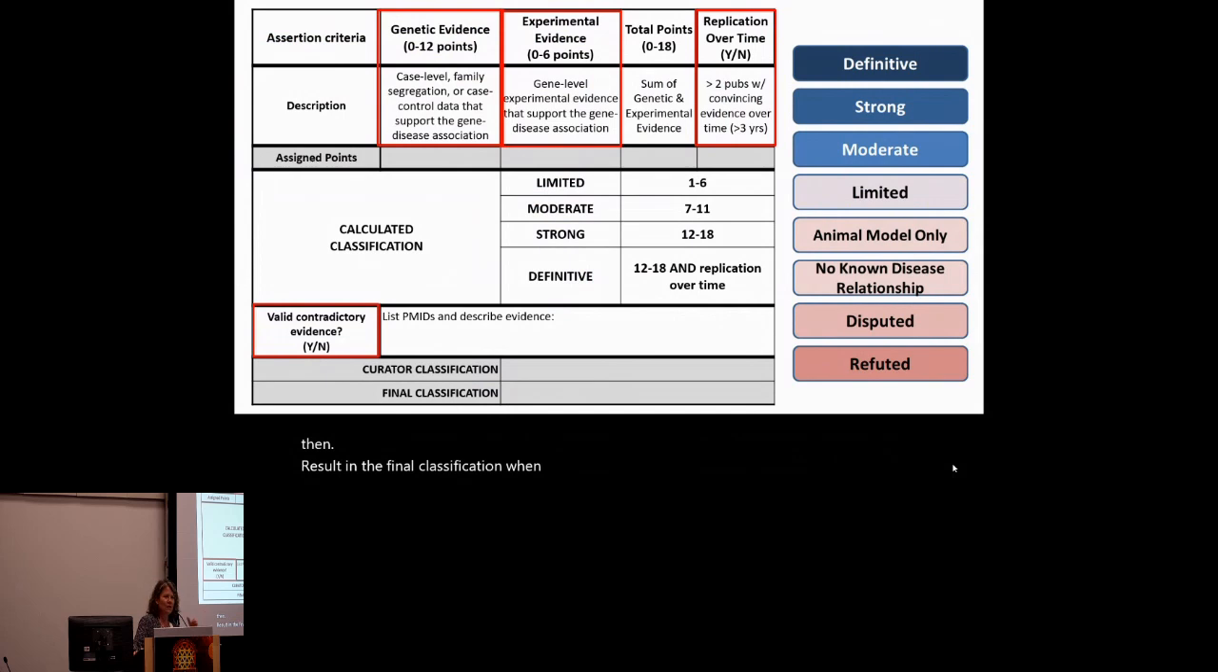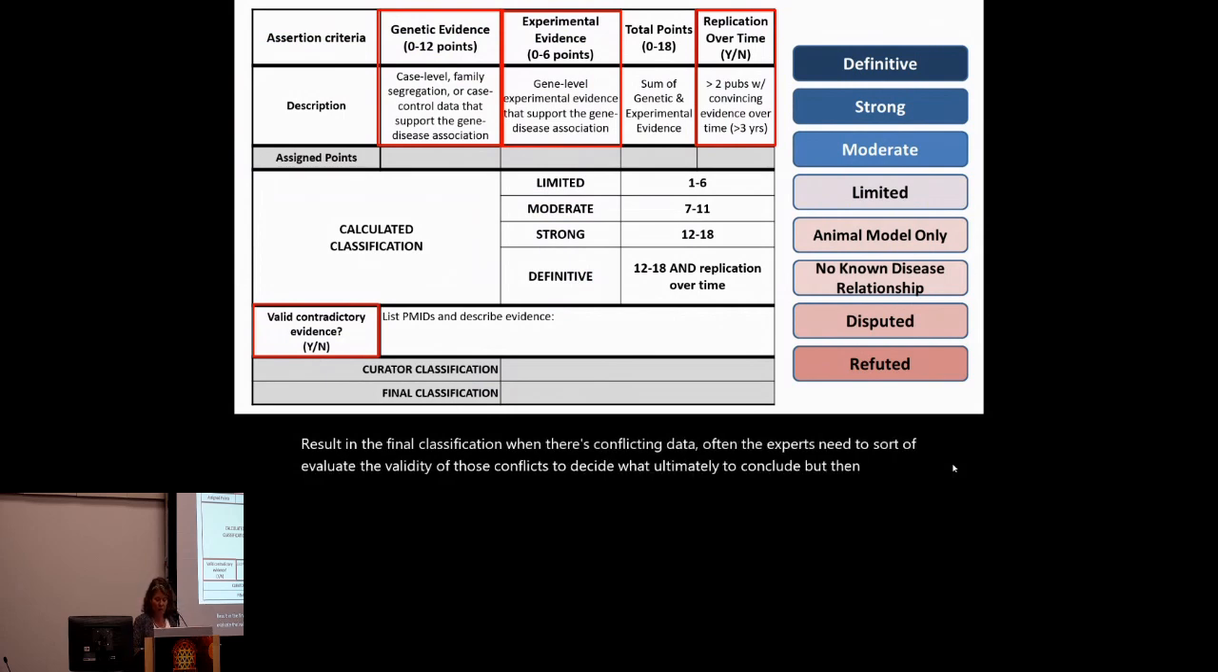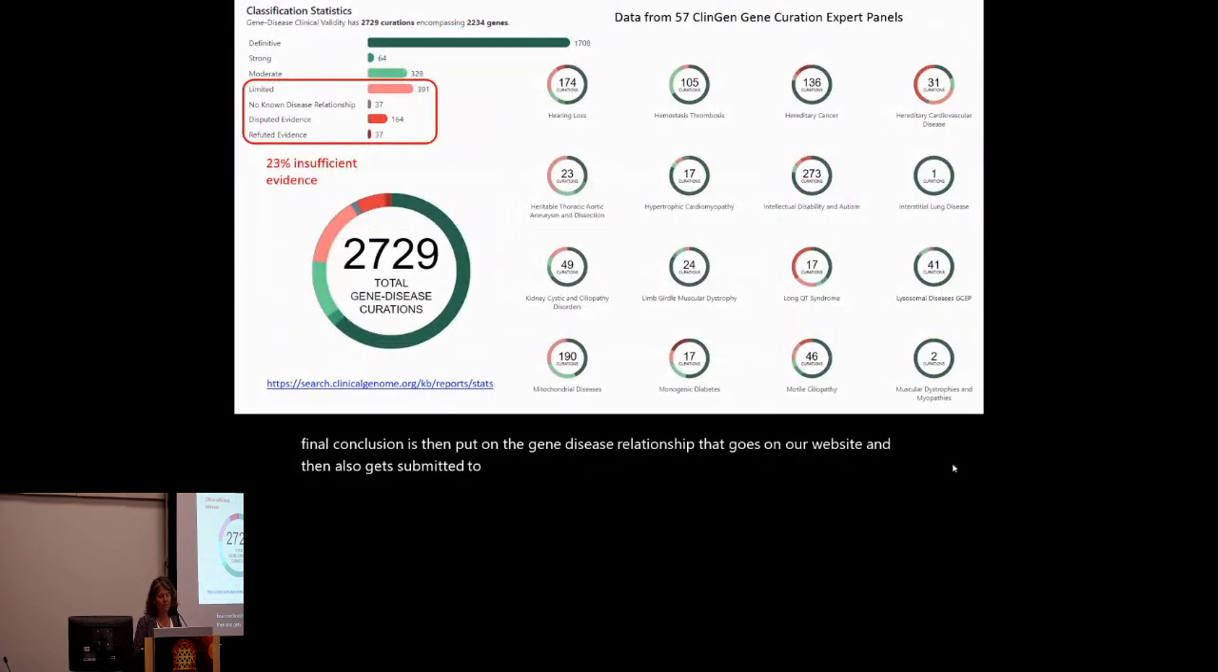When there's conflicting data, often the experts need to evaluate the validity of those conflicts to decide what ultimately to conclude. That final conclusion is then put on the gene-disease relationship. It goes on our website, and then also gets submitted to GenCC. And so to date, we've classified 2,729 gene-disease relationships across many different clinical domains.